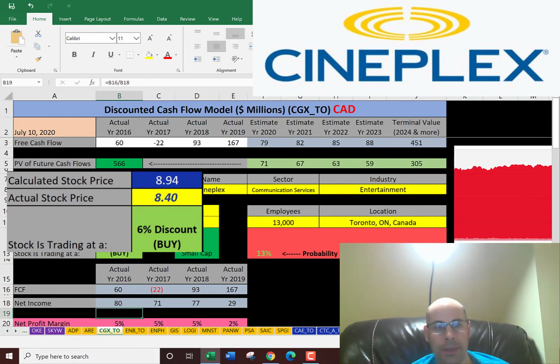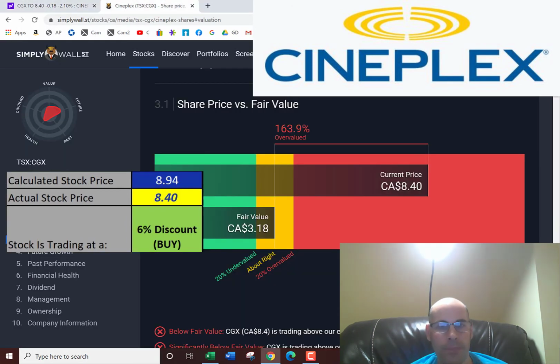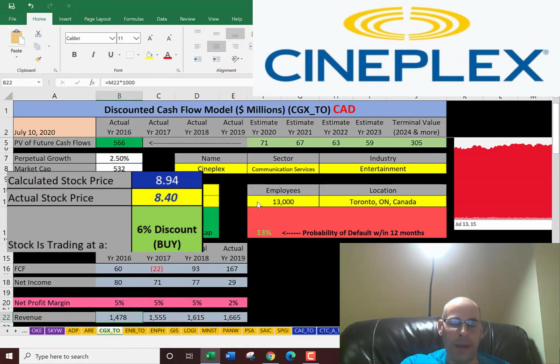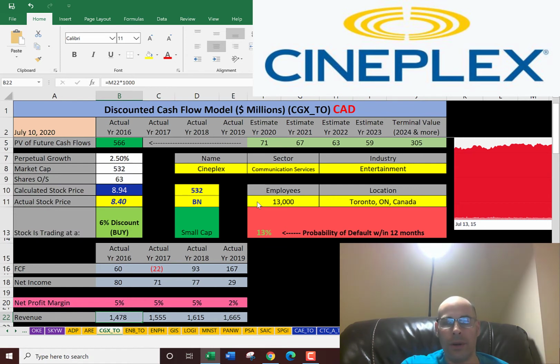Let's see what Simply Wall Street says the company's worth. They're valuing them a lot lower, $3.18. So I think they're valuing them lower because they don't expect the movie industry to do well in the near future with coronavirus. Sales are going to be struggling. So they're factoring in the future. With my model, I just look at the past information. I don't really factor in the future. Although when I make my buying decisions, I will look into the future as well, not just into the past.